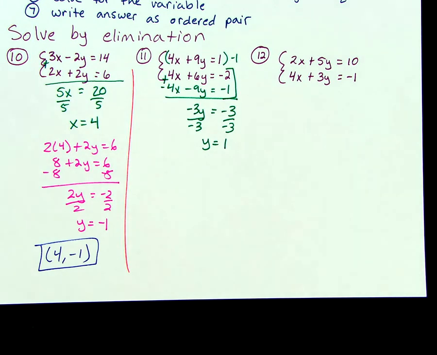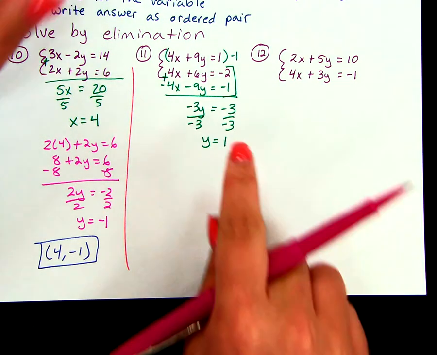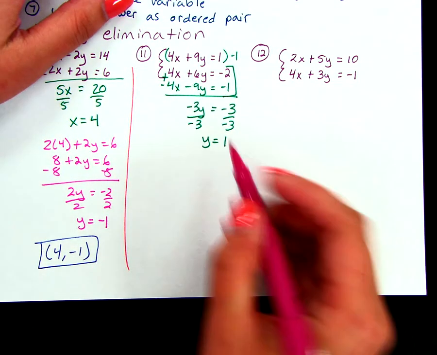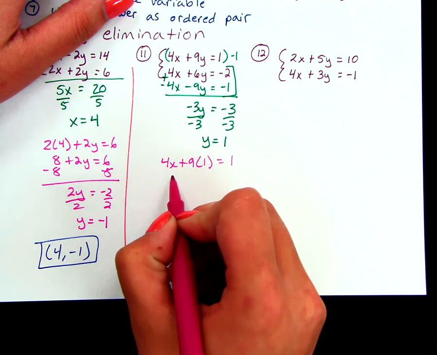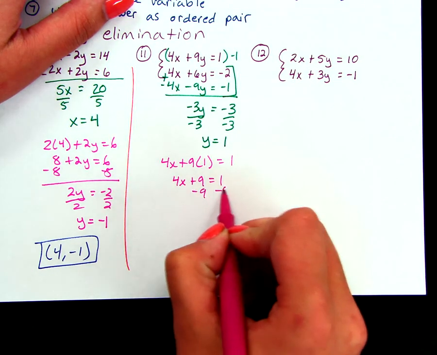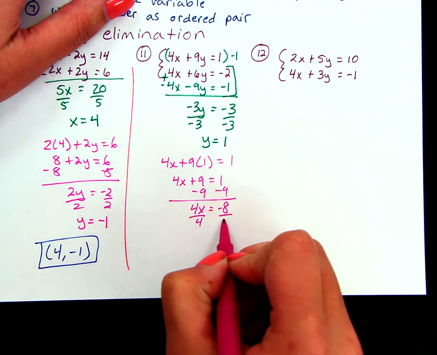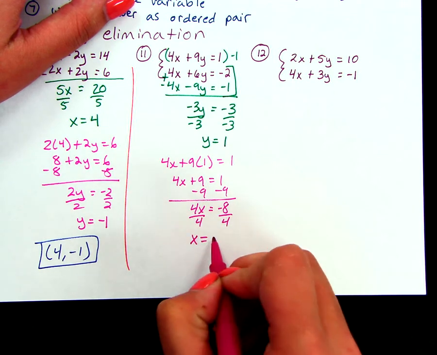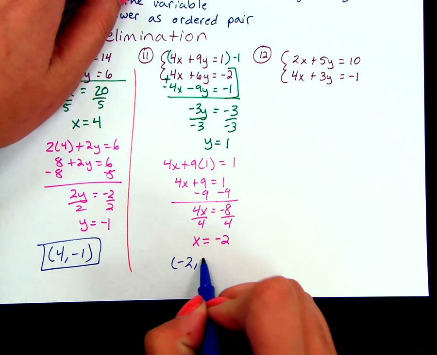So now we pick an equation. It doesn't really matter which one. I think I'll just pick the top one, and I'm going to substitute 1 back into the y. So we would have 4x plus 9 times 1 equals 1. Simplifying, 4x plus 9 equals 1. Subtract the 9. So 4x equals -8. Then we would divide both sides by 4. x is -2. And again, the final answer is written as a point: -2, 1.